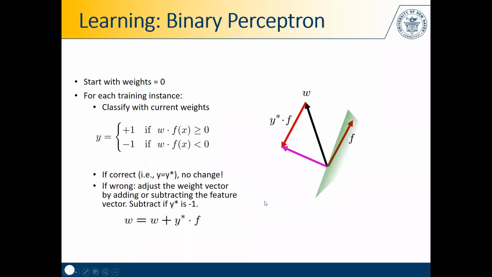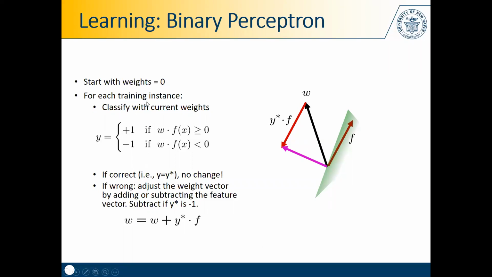Now, the question is, does this work? Does this summation work? Well, actually, no. In the general case, it's not guaranteed to work. There are special cases where we have theoretical guarantees for the convergence of this iterative algorithm.